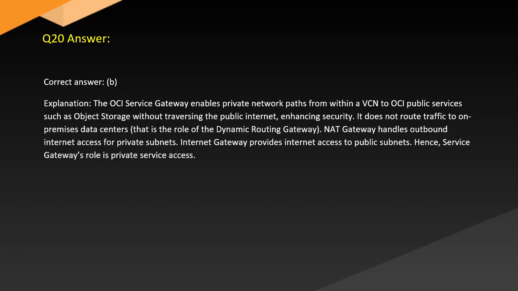Answer. Correct answer, B. Explanation. The OCI Service Gateway enables private network paths from within a VCN to OCI public services such as object storage without traversing the public internet, enhancing security. It does not route traffic to on-premises data centers. That is the role of the dynamic routing gateway. NAT gateway handles outbound internet access for private subnets. Internet gateway provides internet access to public subnets. Hence, Service Gateway's role is private service access.